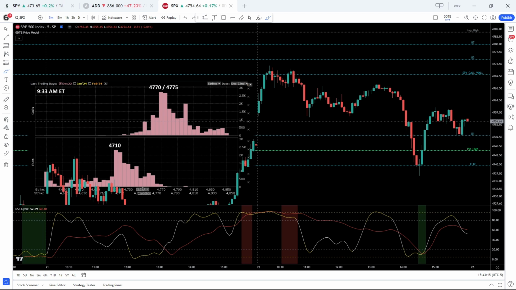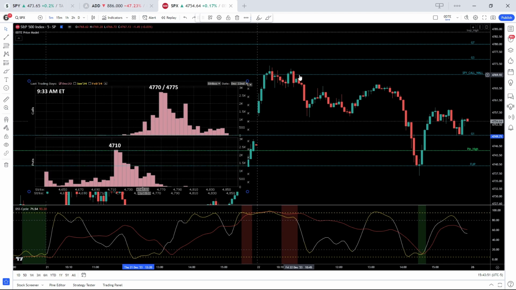This is an example from December 22nd, 2023, and this is a volume snapshot taken at 9:33 a.m. Eastern Time. We can see we got 4770 as the max call strike, 4775 also very significant, 4710 max put strike, and the SPX opened at around 4760. So we can already draw the conclusion that participants think the upside is limited and the risk is for a downside move. Now, initially, the market rallied into the max call strike and consolidated there for nearly an hour.